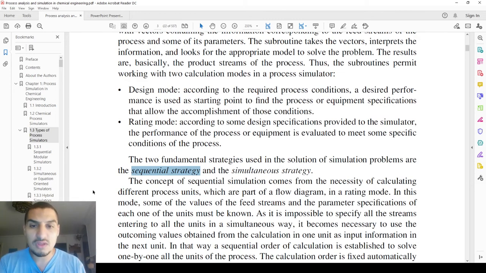You start with one unit and then you go to the second. You solve it. You have more information that is given, or considered as givens, to the next unit, so that this unit is solvable. Then you go to the third and fourth and whatever until you finish the flow sheet. This strategy is used by Aspen HYSYS, for instance.